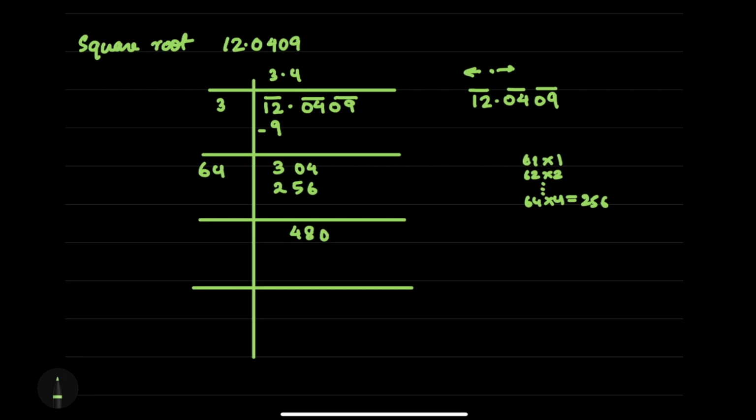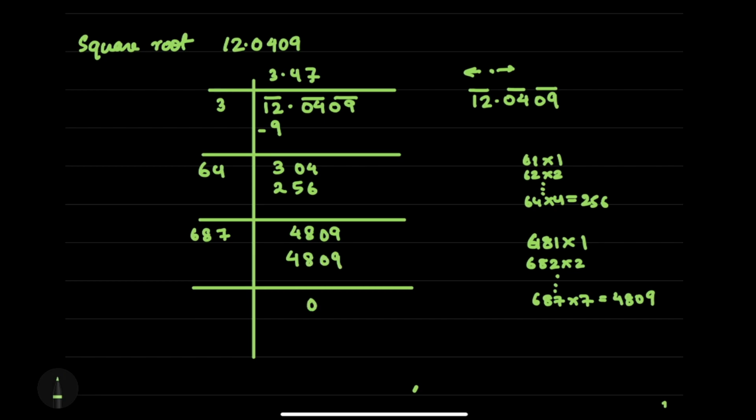And then we again bring down 09 here. And then doubling again. So the 6 remains the same, there's a doubling of 4, and the double of 4 is 8. Now we need to find something, 680 something, that is smaller or equal to 4809. So we'll find 681 into 1, 682 into 2, and so on. We find 687 into 7 comes out to be the exact same number, 4809. And then we put 7 on both here and we have 4809. And that gives us a 0 remainder.